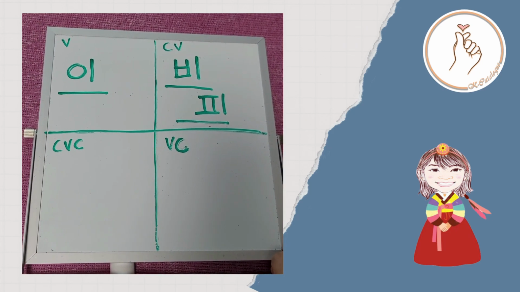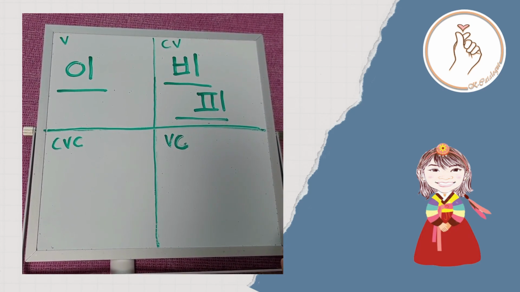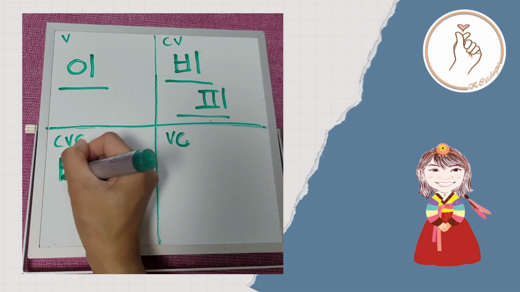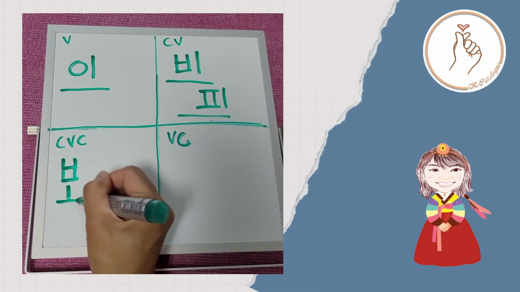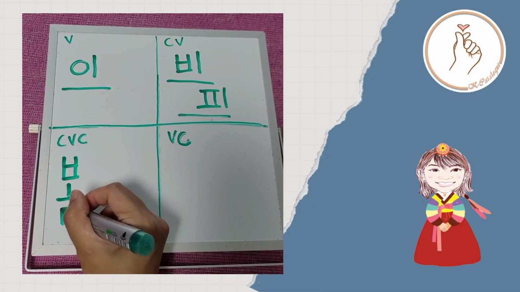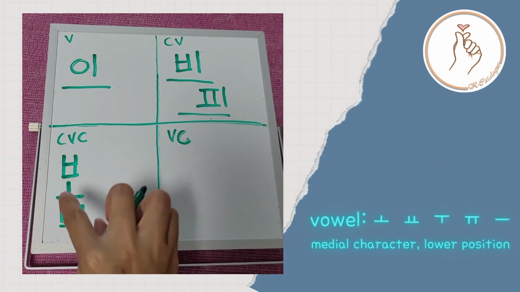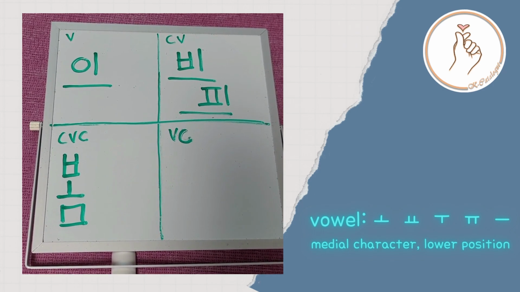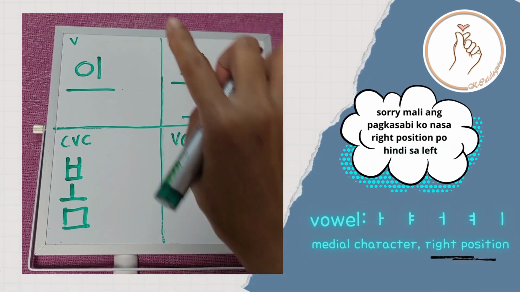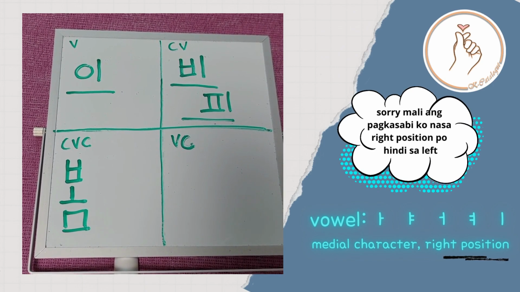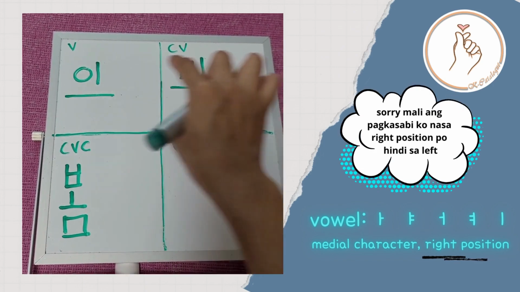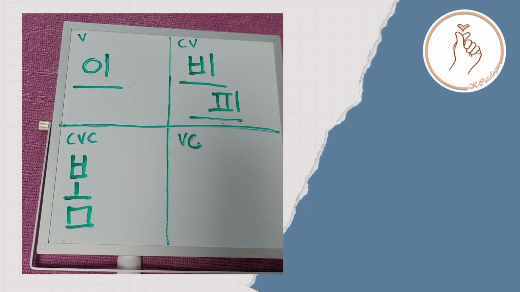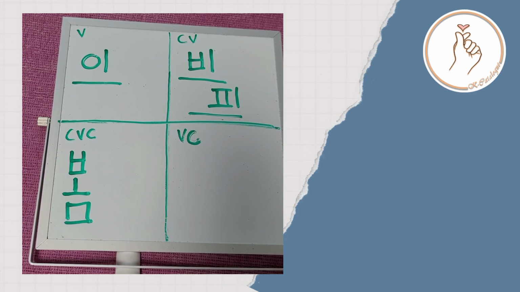Next, consonant-vowel consonant combination. Ang example word natin is bomb. Consonant biyup, vowel o, and consonant miyum. Again, si vowel o, yo, u, yu, and u, ang position nila is nasa baba. Pero si a, ya, o, yo, and e, ang position nila is nasa left. Ayan, okay? So again, here, bomb, ibig sabihin yan, tagsibol or spring.